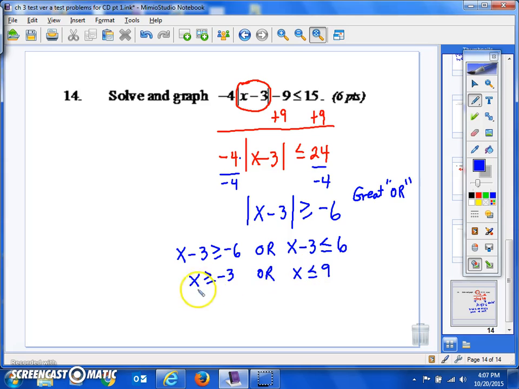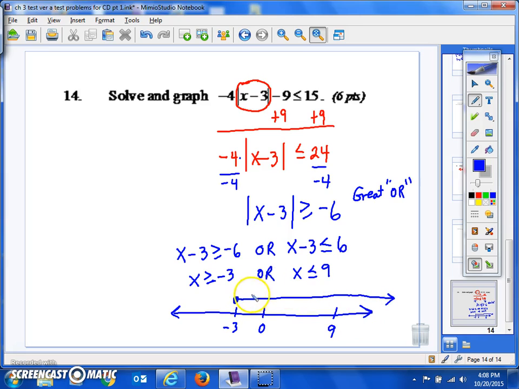Add 3 to both sides. And that's our solution. All the numbers greater than or equal to -3 will work, or all the numbers less than or equal to 9 will work. And we're supposed to graph this, so here's what the graph looks like. Here's 0, we'll just say -3 is there, and we'll put 9 over here. Here's a picture of all the numbers greater than or equal to -3. Here's a picture of all the numbers less than or equal to 9.